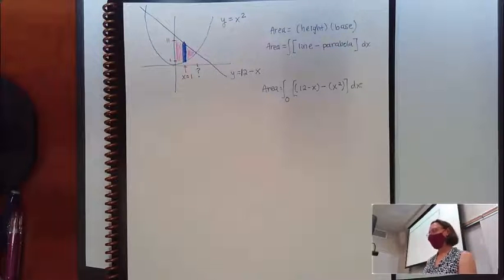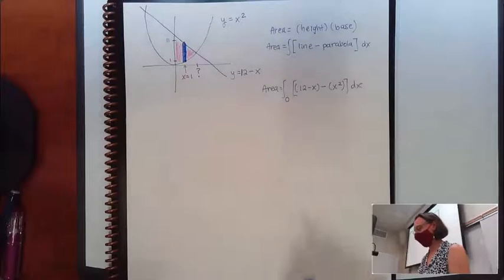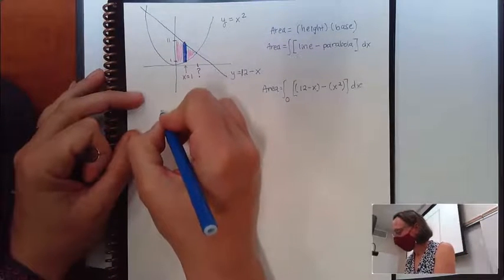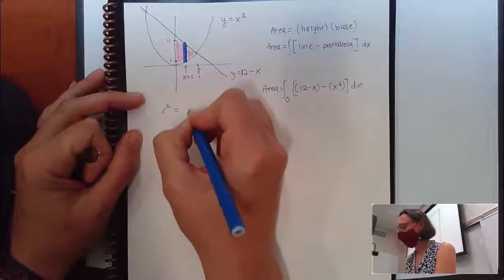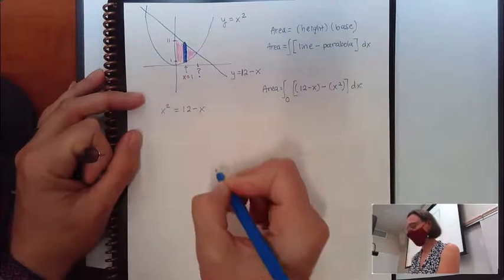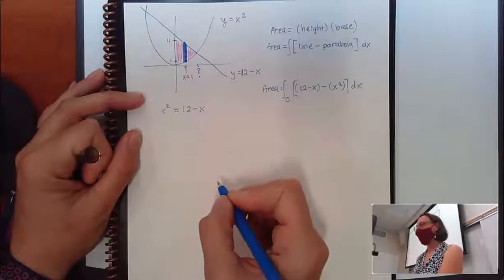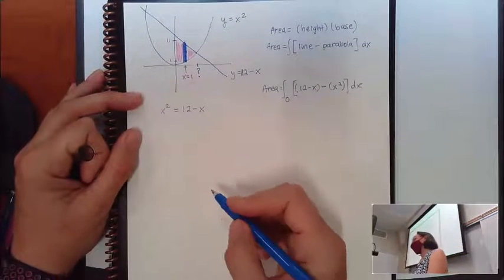Anyone remember how to find the intersection of two curves? Cool, we can set them equal to each other. So we're going to set the two y values equal to each other to get that intersection point. So I'm going to set y equals x squared equal to y equals 12 minus x. I made it a 12 because I wanted it to factor.